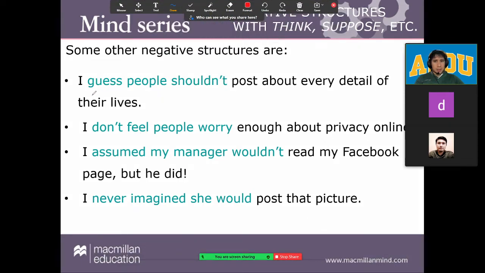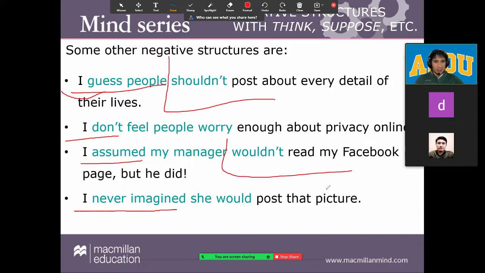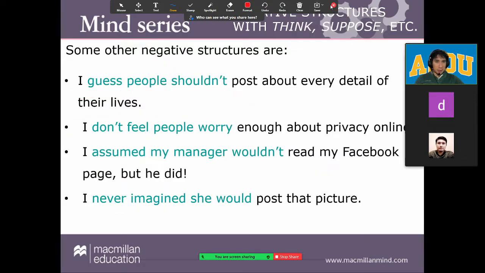I have a question, guys. Can you notice something different here? It said, I guess people, I don't feel, I guess, I don't, I assume, I imagine, I never imagine. Do you notice something different between these sentences? It's in negative. Yeah, what part? The second part. Yeah, that's the second part. But when you have feel, you have the negative at the beginning of the sentence.